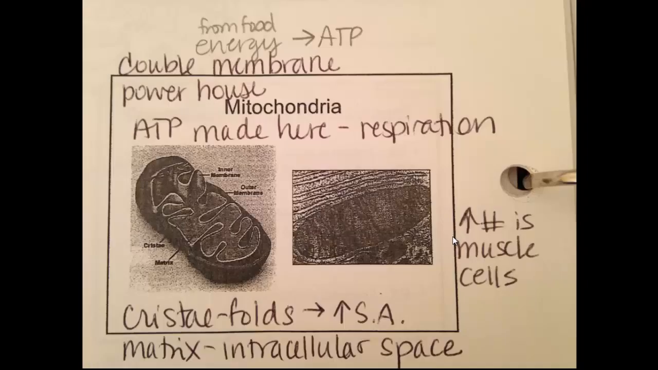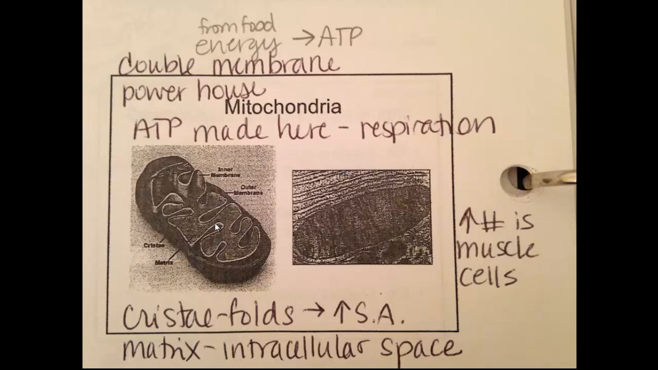The mitochondria is very important. It is in both plant and animal cells. It is what's going to take that food energy and convert it into ATP. It does have a double membrane, because it is part of the endosymbiotic theory, where we are bringing something into the cell to perform this function. It is known as the powerhouse of the cell because the ATP is made here through cellular respiration.